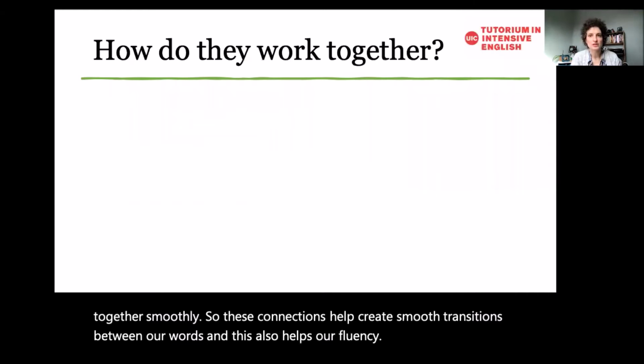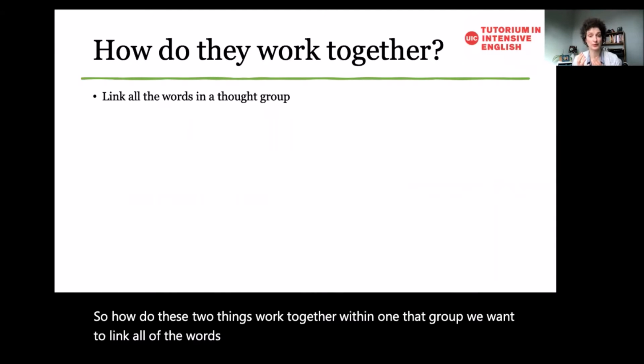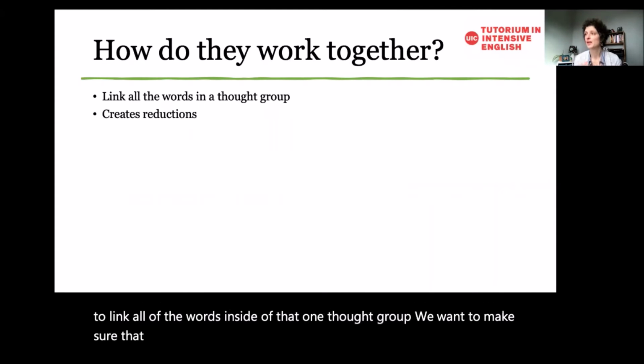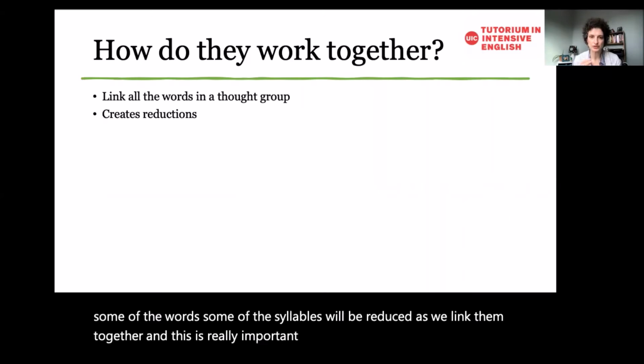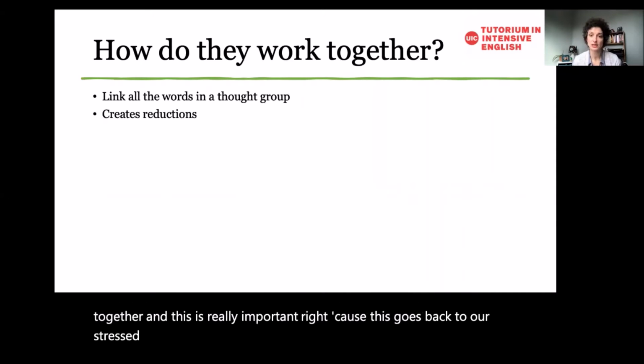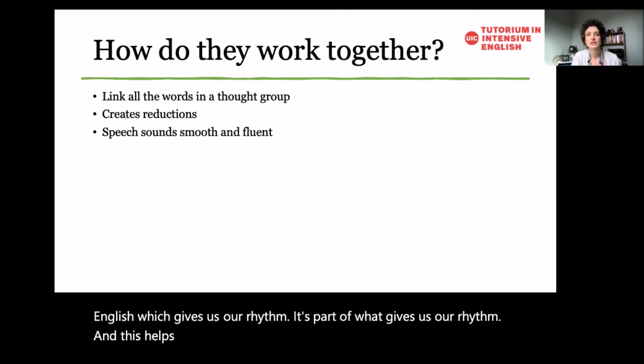So how do these two things work together? Well, within one thought group, we want to link all of the words inside of that one thought group. We want to make sure that we're creating smooth transitions, and this creates reductions. So some of the words, some of the syllables will be reduced as we link them together. And this is really important, right? Because this goes back to our stressed, unstressed relationship in English, which gives us our rhythm. And this helps make our speech sound smoother and more fluent, right?